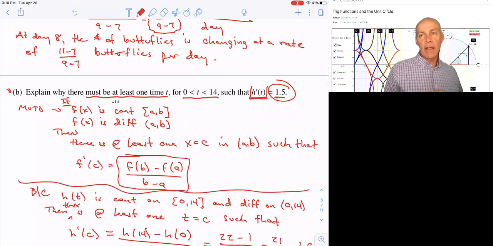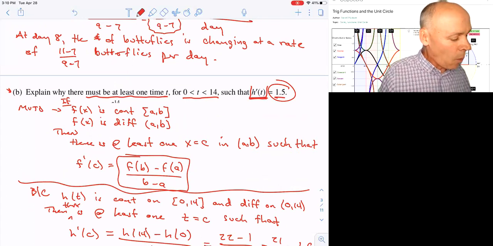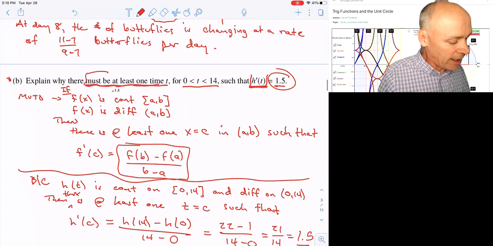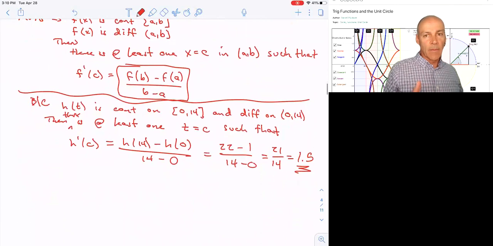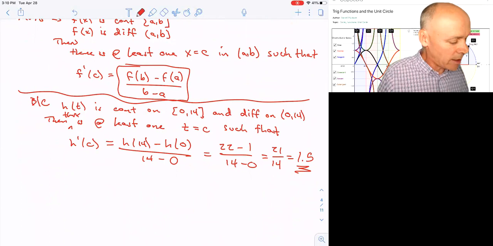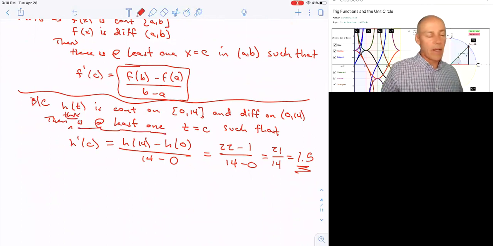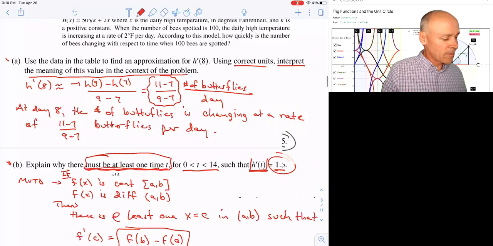So by the mean value theorem for derivatives. Again, once we see this wording, why must there be at least one? That ought to ring in our heads, because for nearly all of our theorems, our conclusion starts out that way: then there is at least one, and so on. Okay, awesome. All right, part C.